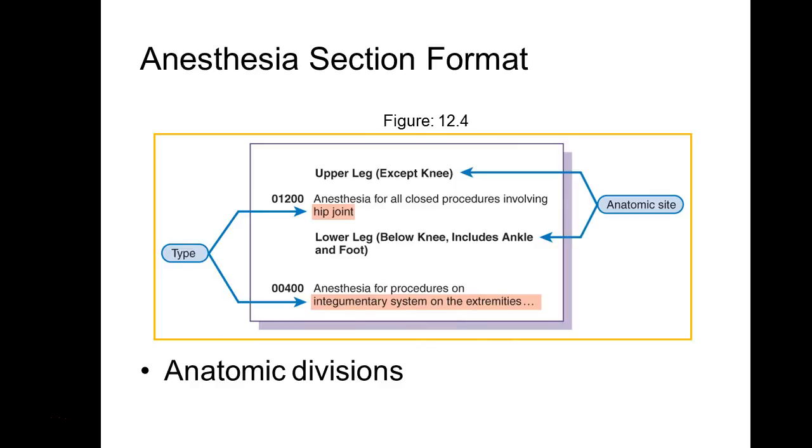Now, the anesthesia format goes by anatomic site and then what type of anesthesia. And so the first thing that we separate out is by anatomic site, where in the body we are doing the procedure that we're giving anesthesia for, and then the type of procedure as the second division.